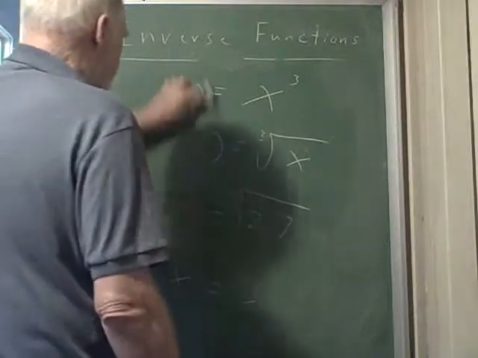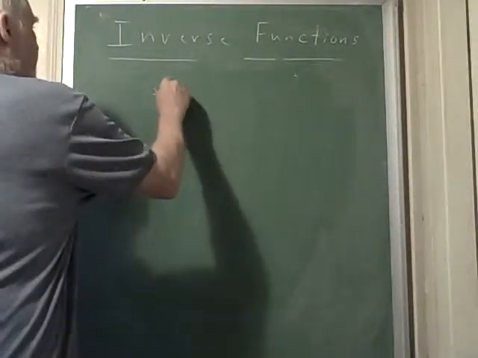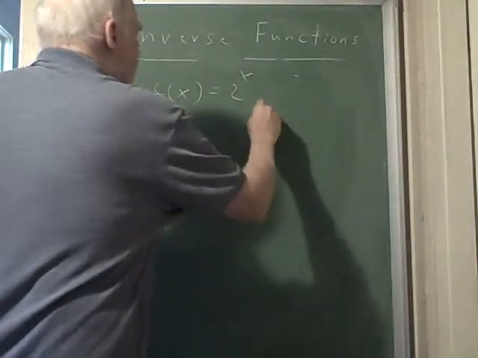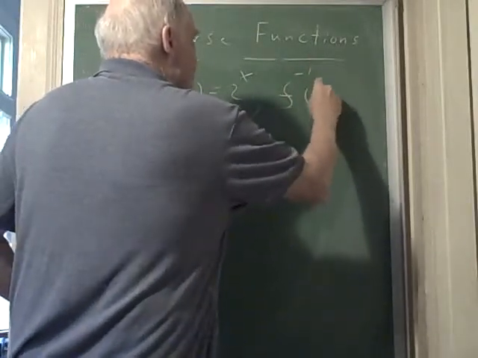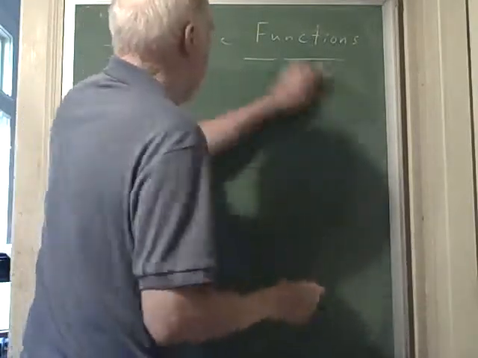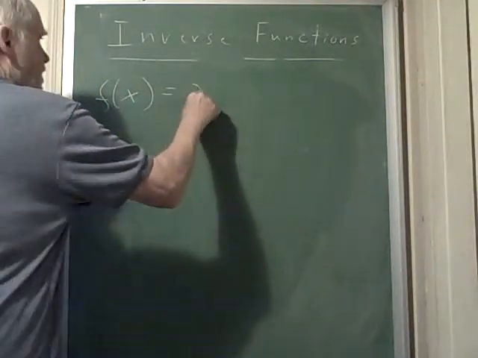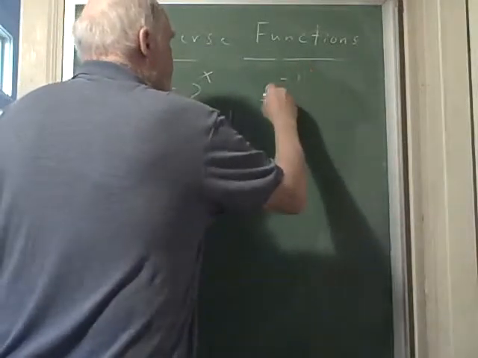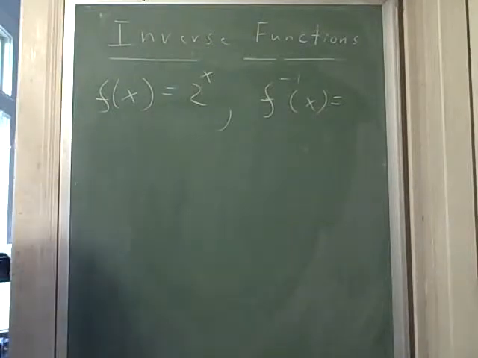Let's take a look at the function f of x equals 2 to the x. And we want to find f inverse of x. Let me give myself a little more room. I'll start over here. f of x equals 2 to the x. That's an exponential function, right? And we want to find f inverse of x. That's what we're after. I wonder what f inverse of x is.